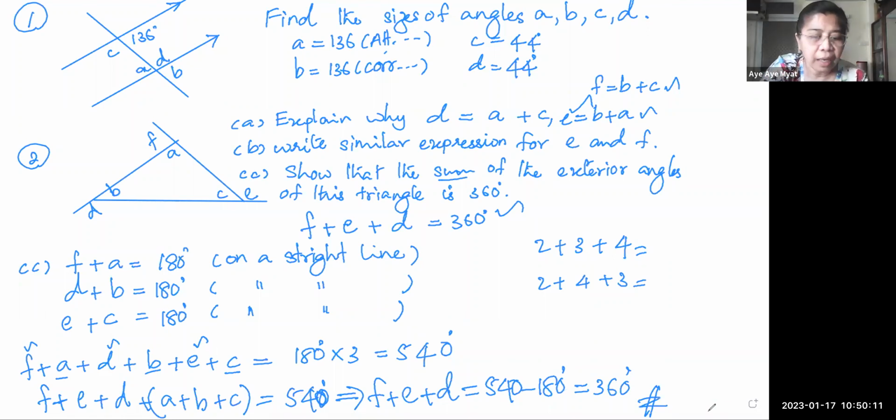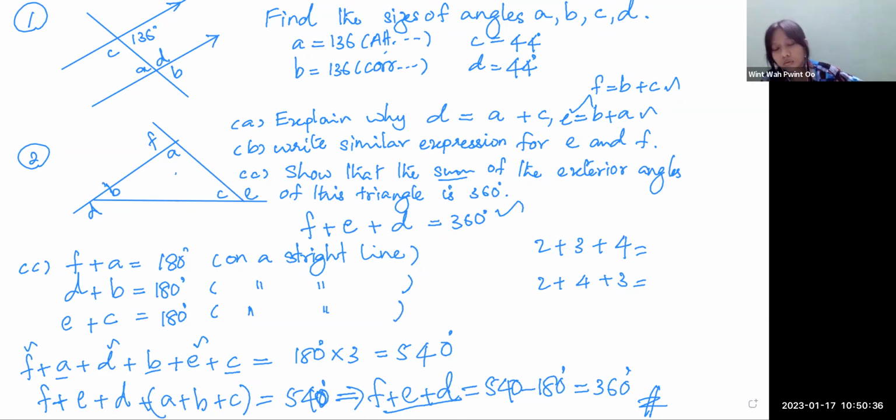F plus E plus D are 180. F plus E plus D are 180 degrees. A plus B plus C are 180, the angles of a triangle. A plus B plus D are 180, and A plus B plus C is also 180.